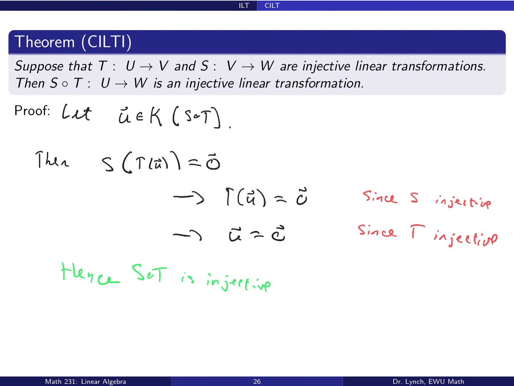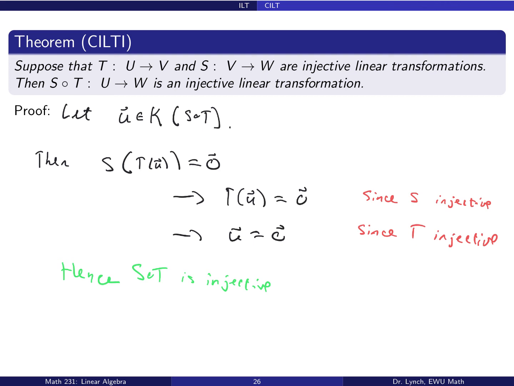Okay, if u is an element of the kernel of the composition, then we see that S of T of u had better be 0. Of course, if we have an image of a vector that's 0 under the transformation S, since S is injective, it had better be that that vector is equal to the 0 vector. And since the image of a vector under the transformation T is 0, that vector had better be the 0 vector. Hence, we see that S of T is injective.